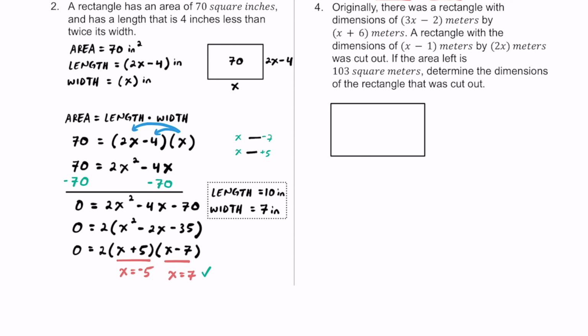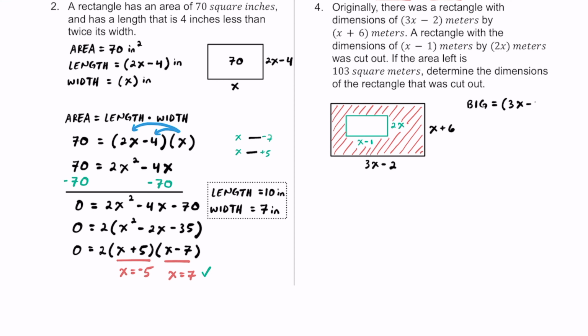Here is our bigger rectangle that has the dimensions of 3x minus 2 and x plus 6. And here is a smaller rectangle that has these dimensions. I'm going to call this one x minus 1 and this other dimension 2x. Now remember, this rectangle over here is going to be cut out, and we're trying to figure out the area of what is left over. This 103 square meters is the area left over after cutting out. Hopefully you can see visually that this 103 square meters is this shaded part down below.